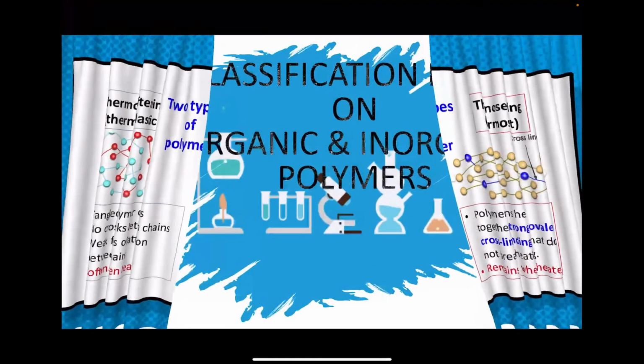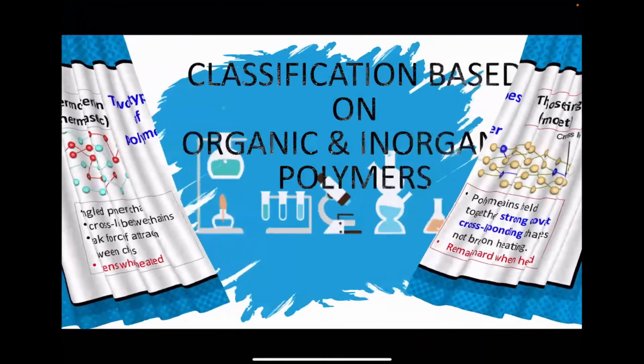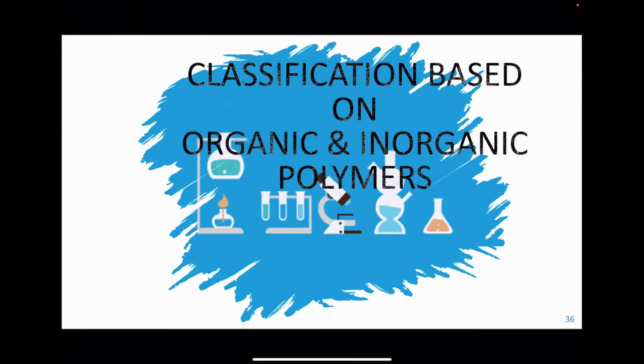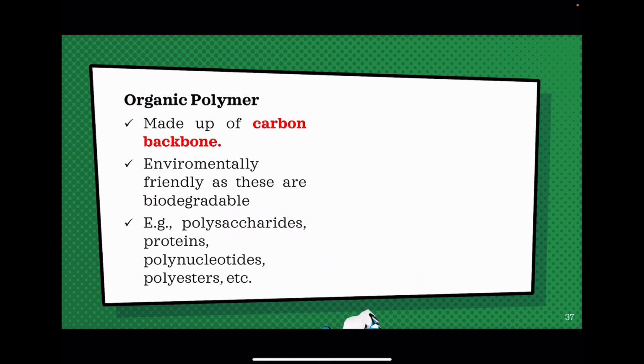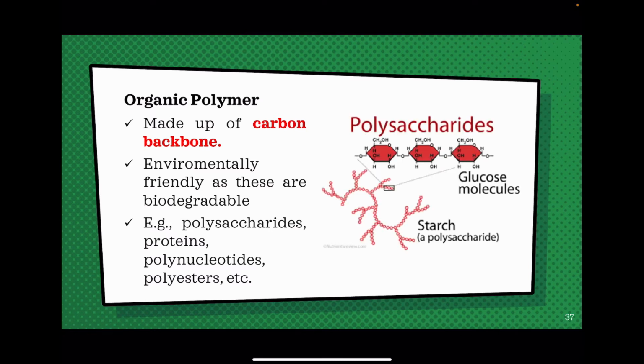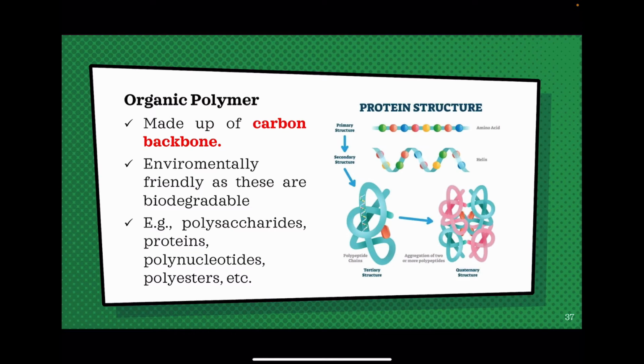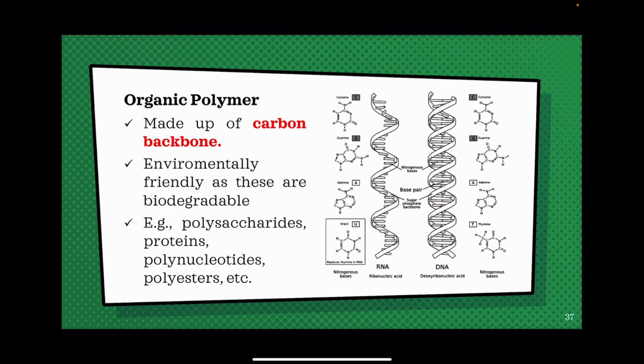Next, we move to the classification of polymers based on organic and inorganic polymers. First, we look into the organic polymer. Organic polymer is a polymer that is made up of a carbon backbone. This polymer is environmentally friendly as these are biodegradable. The examples of organic polymers include polysaccharides, proteins, polynucleotides, polyester, and so on.